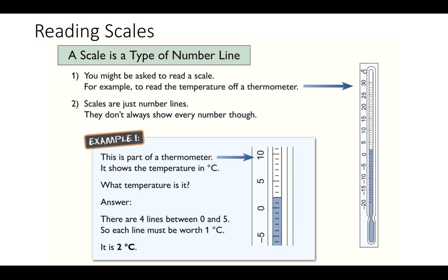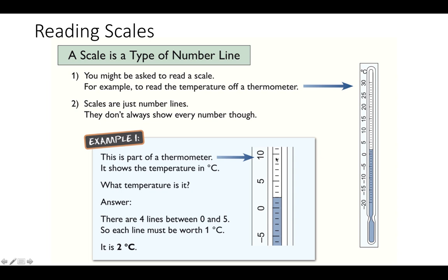In our next section, we're going to look at reading scales. Scales are just a type of number line, and if you turn a thermometer on its side, you'll see that it is a number line. Scales often don't have all the numbers written in, so have a look at this scale here.